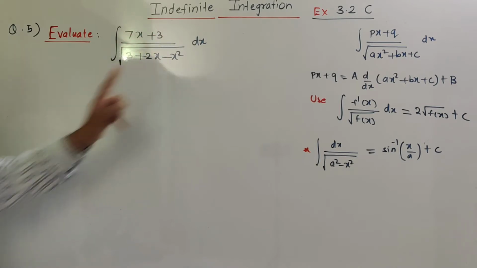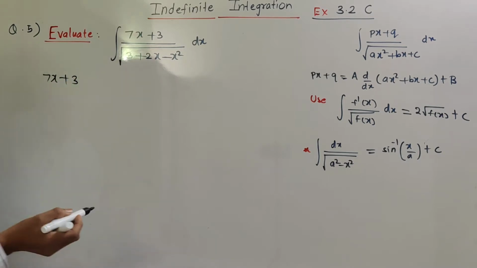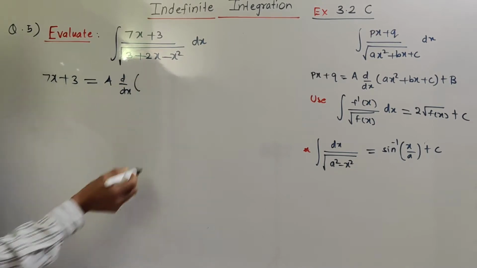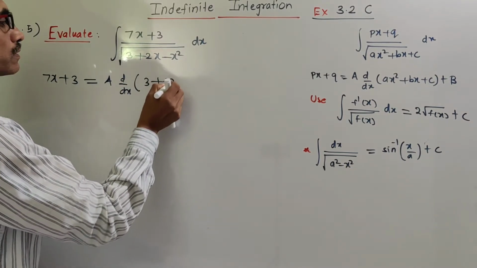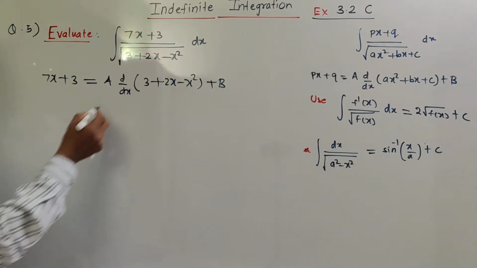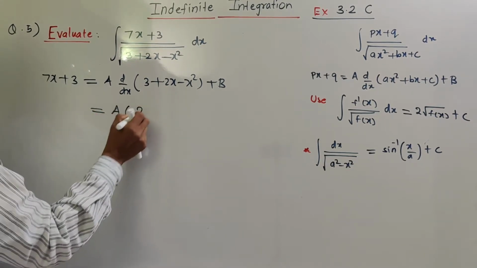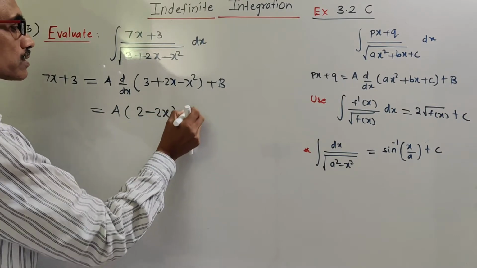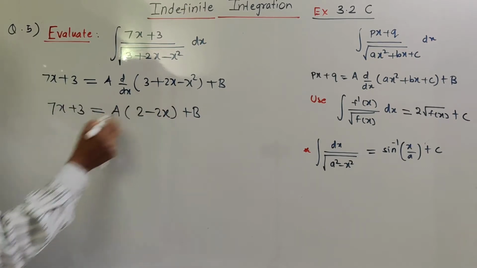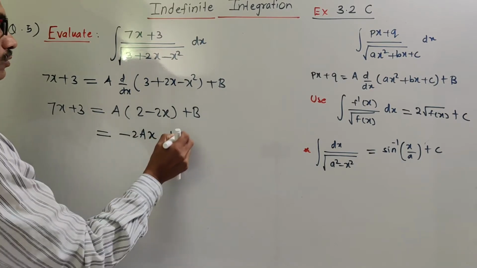7x plus 3 root of this. 7x plus 3, that is px plus q, which is equal to a into d/dx of (3 plus 2x minus x square) and plus constant b. Here derivative will be what? a into (2 minus 2x) plus b. 7x plus 3, simplify it, minus 2ax, 2a plus b.